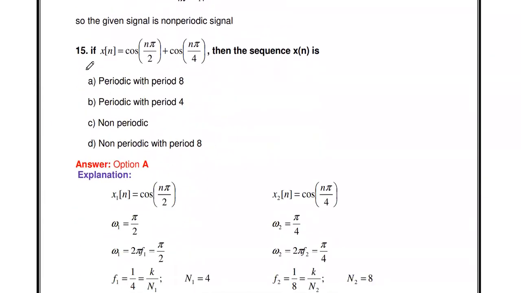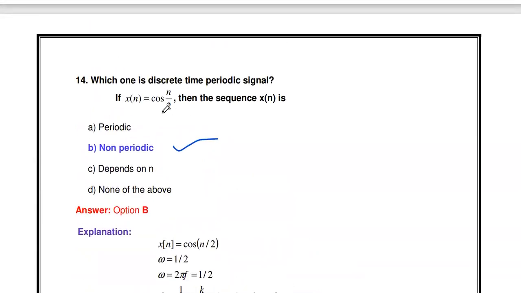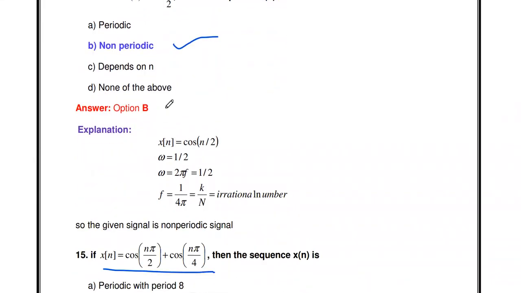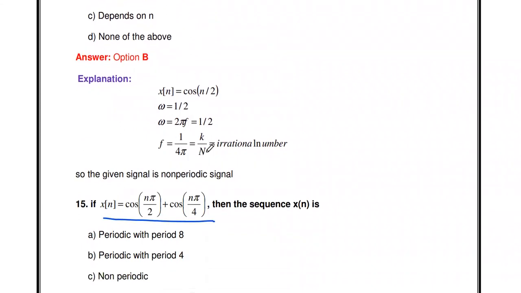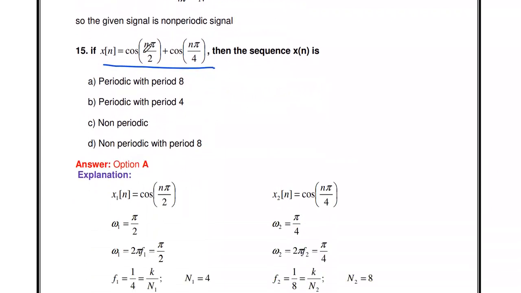Okay, then the next one: if x of n is equal to cos n pi by 2 plus cos n pi by 4, then the sequence x of n is dash. So here you see in the given problem, the sequence consists of two cosine sequences. If a single sequence is given, we already solved three problems. In that you just find the f value. If f is a ratio of integers, it means periodic, otherwise non-periodic. But sometimes the given signal consists of two cosine sequences, two sine sequences, or one cosine and one sine.